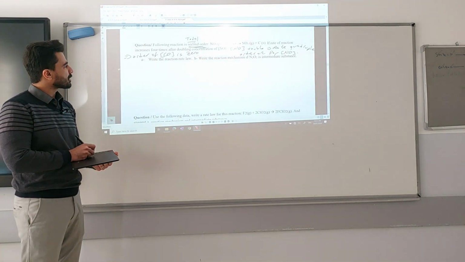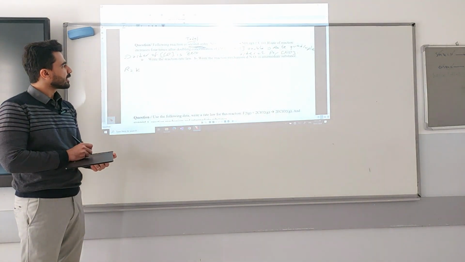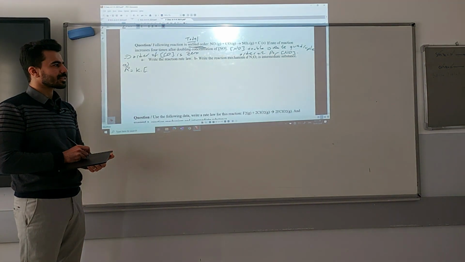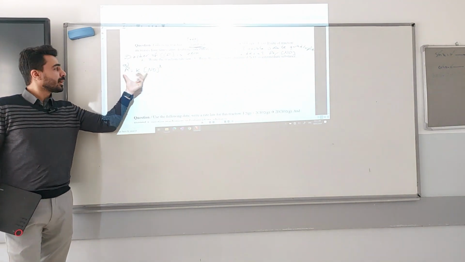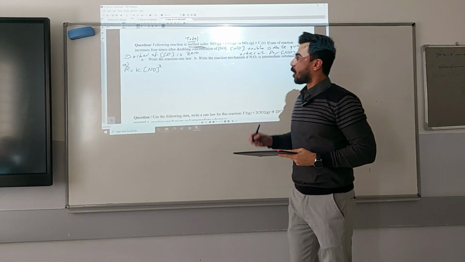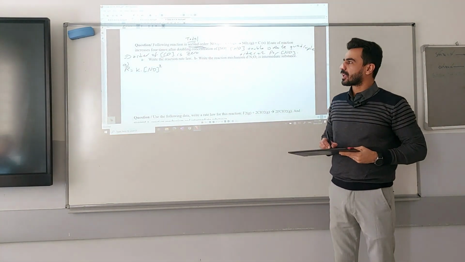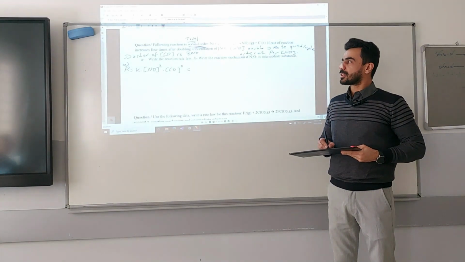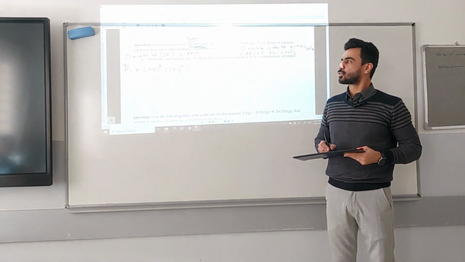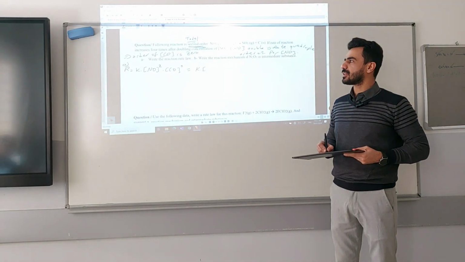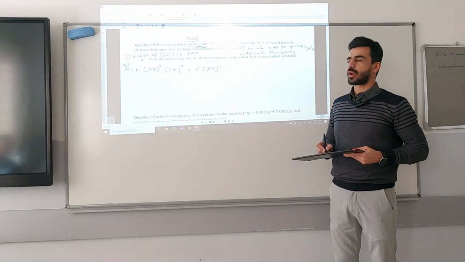So if you want to write the rate law, R is equal to K times the concentration of NO squared, because we said the order of NO is 2 and the order of CO is 0. But anything to the power of 0 is equal to 1, so you don't have to write it. So it's K times NO squared.